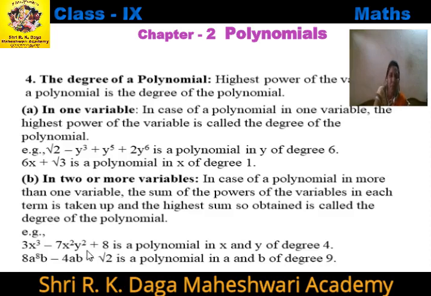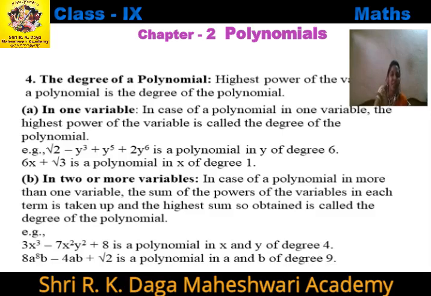In this type of polynomial, we will find the sum of the powers. Which is the highest sum of the powers? You can see here the power is x cube. Here the sum of powers is 4. So the degree of this polynomial is 4.